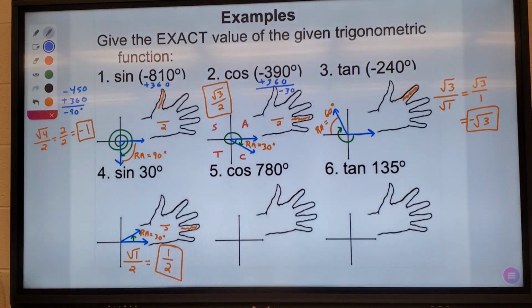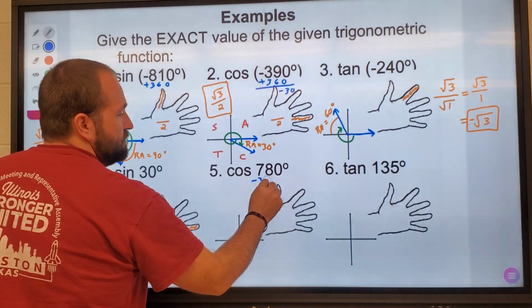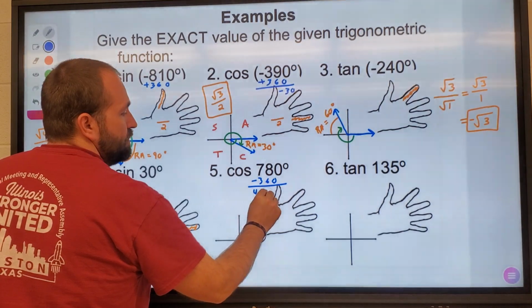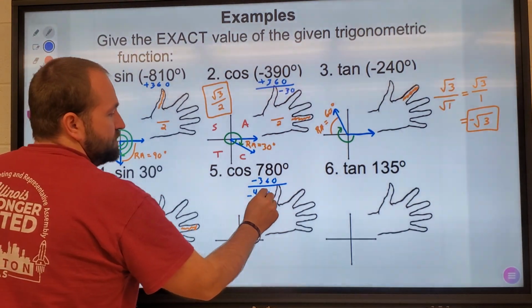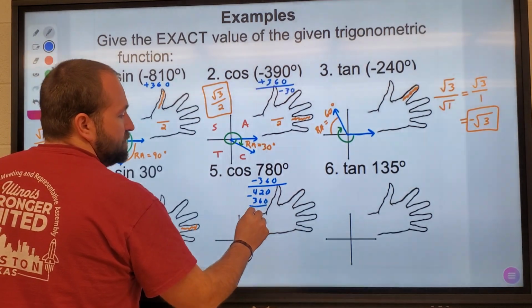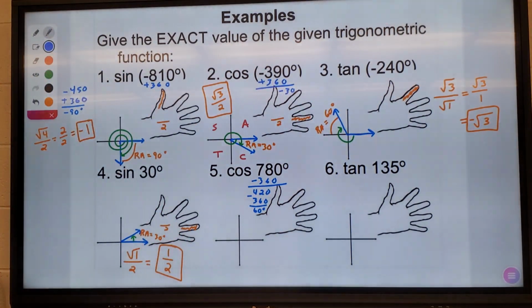Number 5 is a large enough number now. I have to subtract again and do some rotations. I subtract 360. When I do that, that gives me 420 degrees. I'm going to subtract 360 again. That gives me 60 degrees. Okay, so now I can graph that.